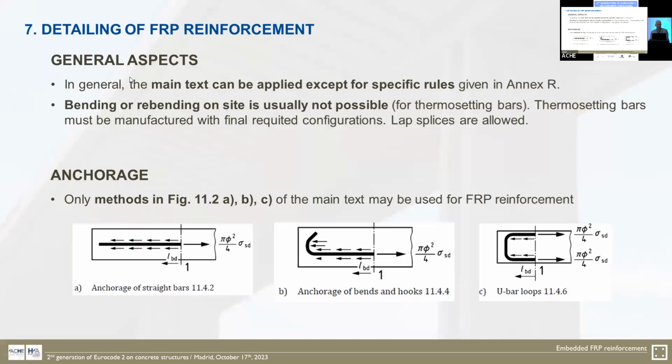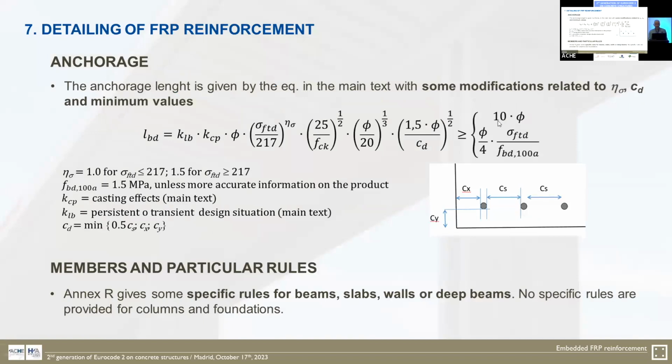Going to detailing, general aspects of the main text can be applied. Some rules are given in the annex. Bending or rebending is usually not possible because these bars are thermosetting bars. So thermosetting bars must be manufactured with the final required configurations. For anchorage, only 3 of the methods in the main text can be applied: straight bars, anchorage of bends and hooks, and U-bar loops. For the anchorage, the same equation, but with some modifications in the eta sigma parameter.